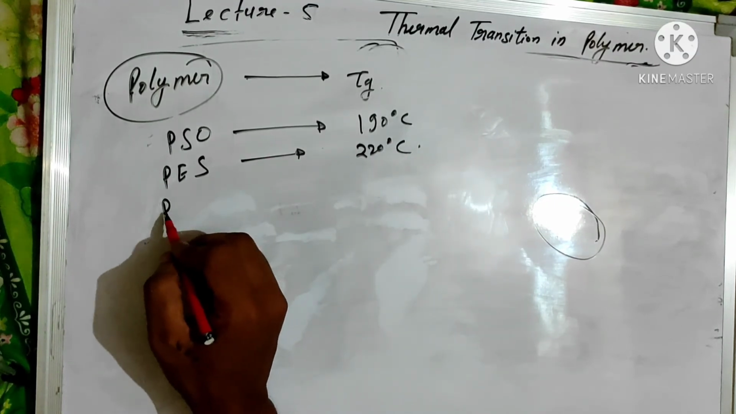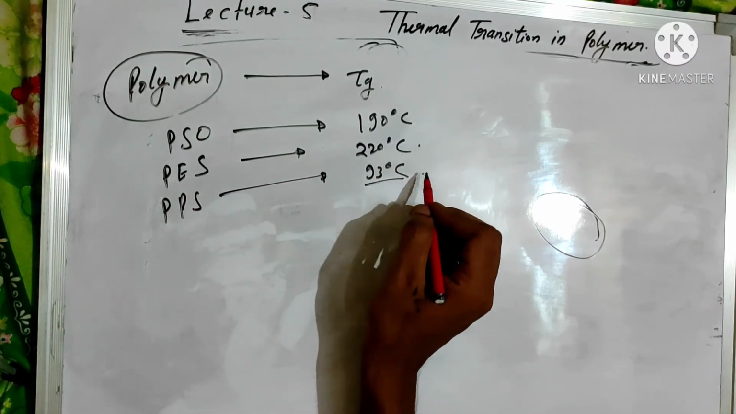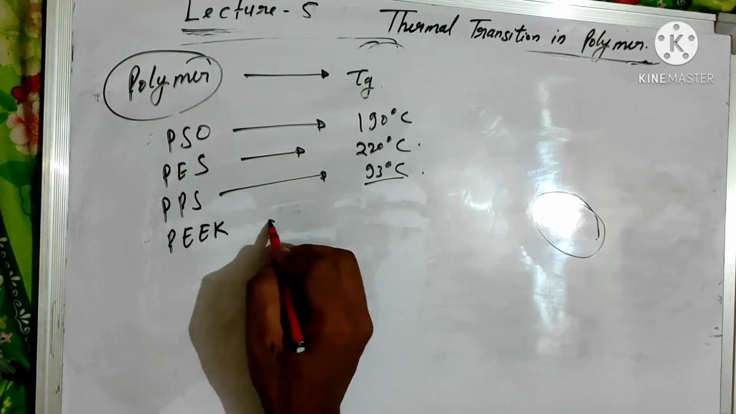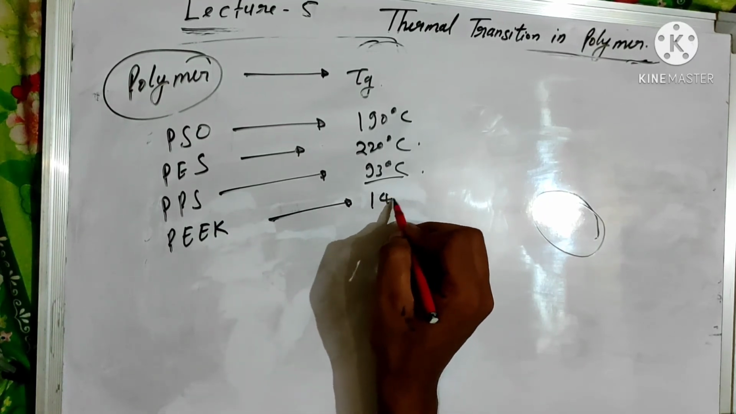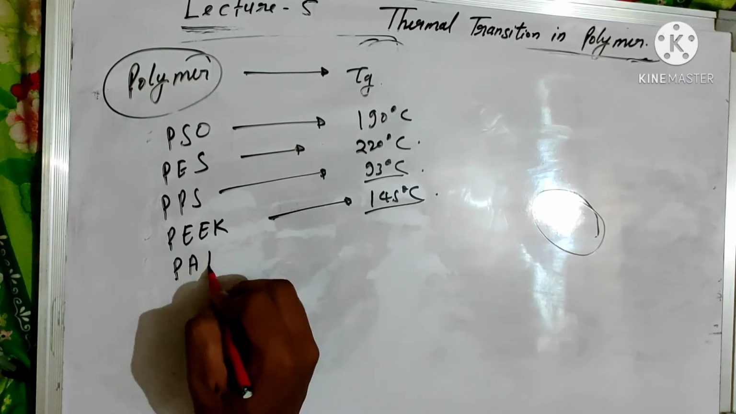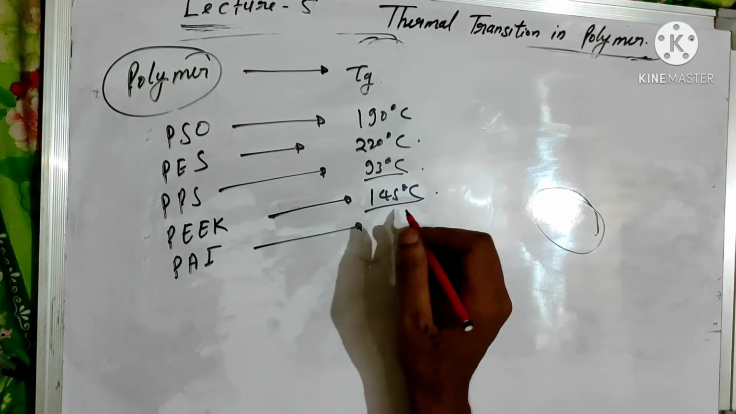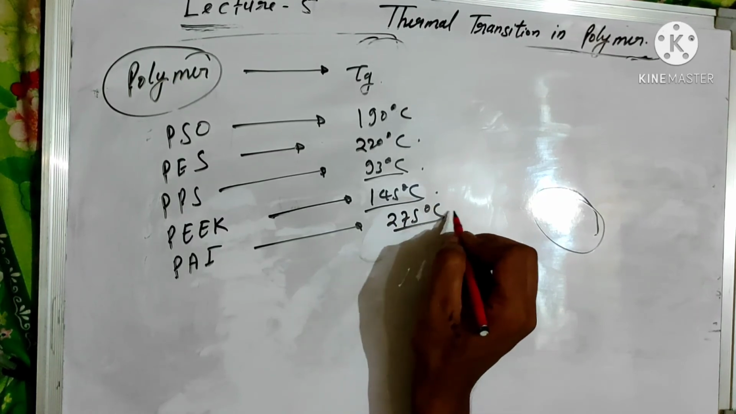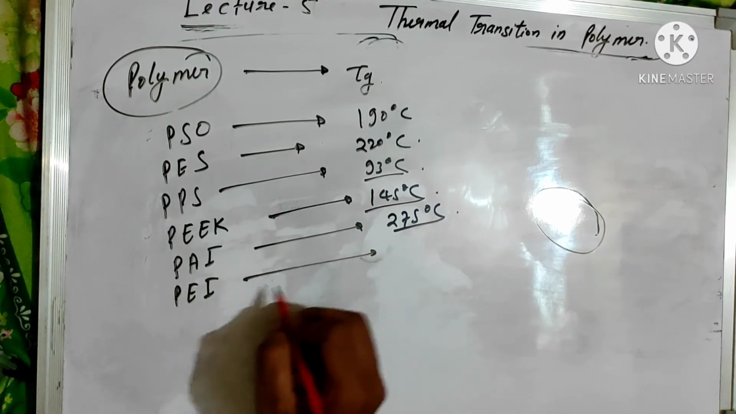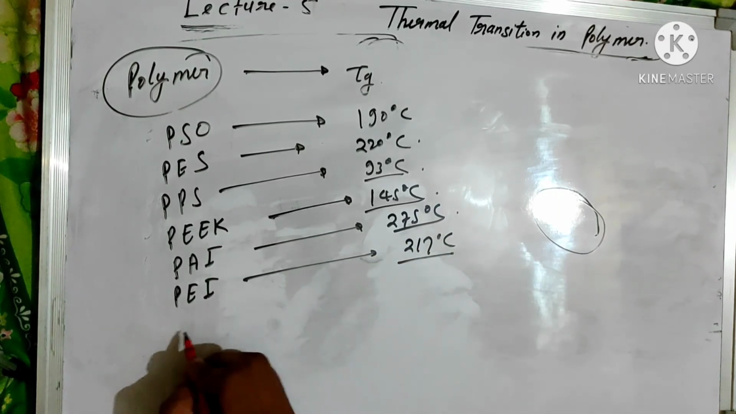The glass transition temperature of polyphenylene sulfide is around 93 degrees centigrade. The glass transition temperature of PEK, polyether ketone, is around 145 degrees centigrade. The glass transition temperature of polyimide is around 275 degrees centigrade. The glass transition temperature of polyether imide, PEI, is around 217 degrees centigrade.